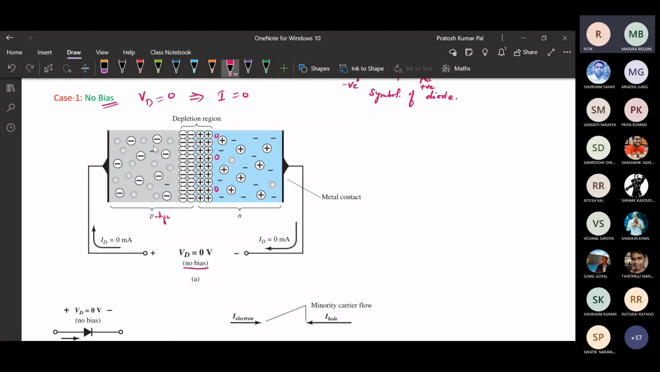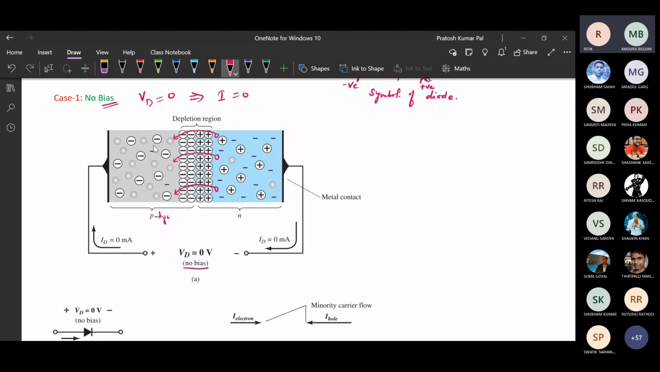So these ions will be attracting these holes that are positive in nature, because these are immobile charge carriers that will not be getting inside the p-type, but these holes will be attracted by this negative charge, and these holes will be moving to the p-type region. So that means the minority carriers of the n-type region will be moving quickly to the p-type side.